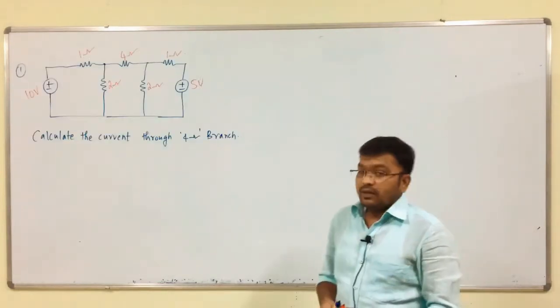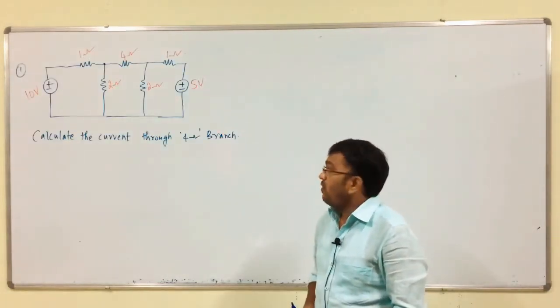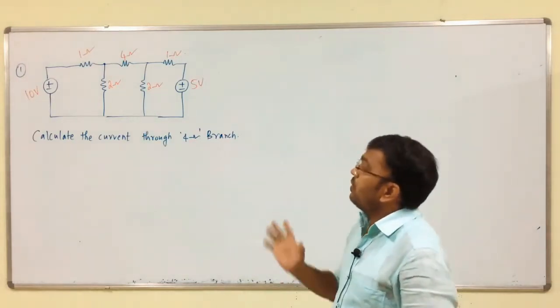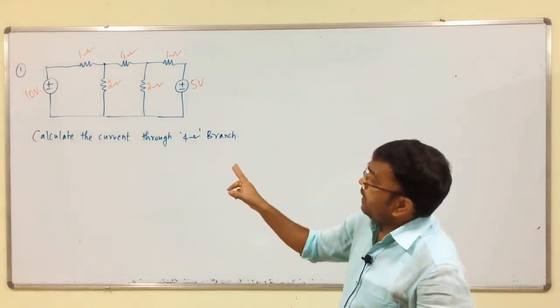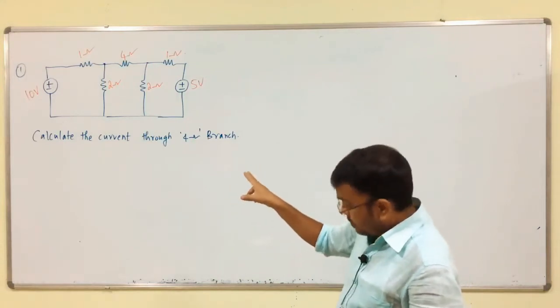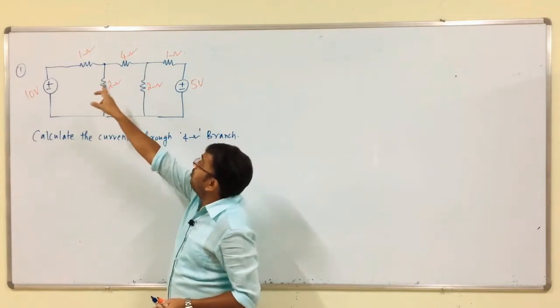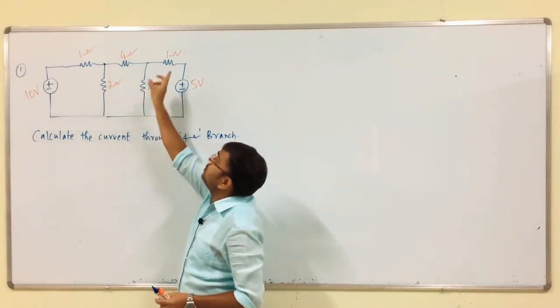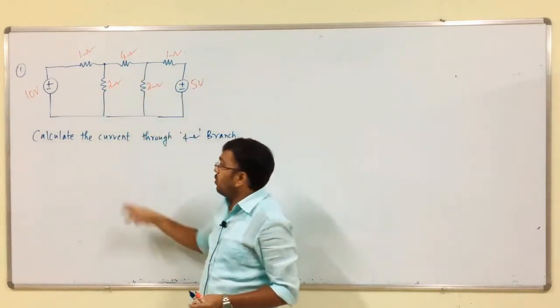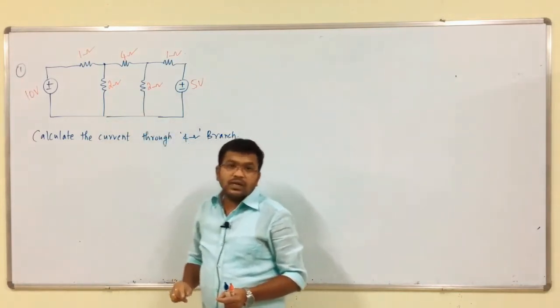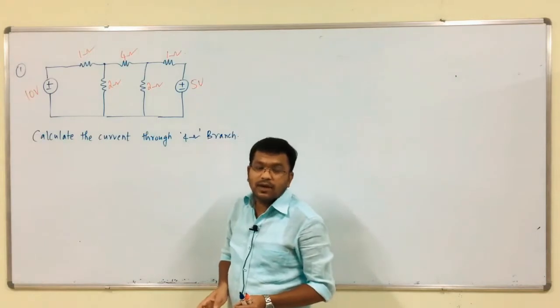Now, we have to discuss the problems of nodal analysis. So, this is the first problem and this is the circuit. From this, we have to calculate the current through the 4 ohm branch resistance. We have 1 ohm, 2 ohms, 4 ohms, 2 ohms, 1 ohm. But the examiner wants the current through that 4 ohm branch resistance by using nodal analysis.